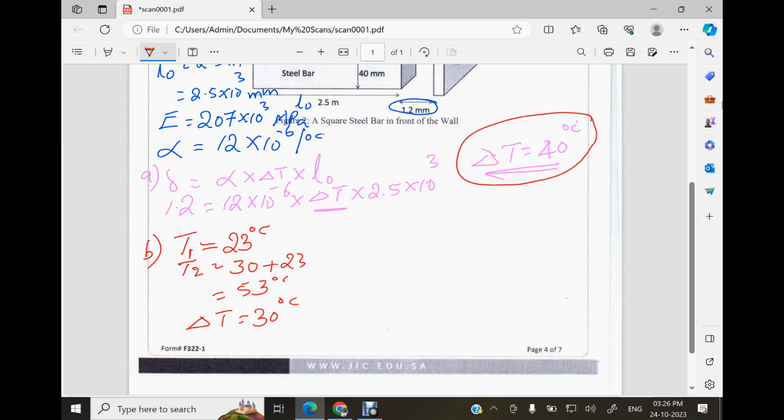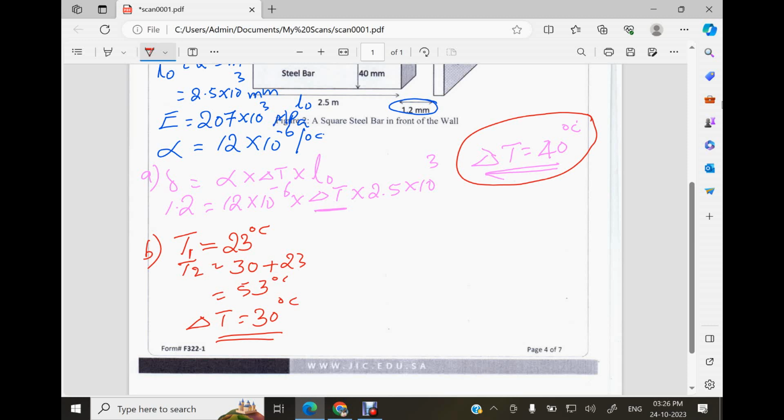Now what is the rise in temperature? Now the rise in temperature is only 30. So obviously the expansion will be much less than 1.2. So the question of stress arising doesn't arise at all, because the bar will never go and push the wall.